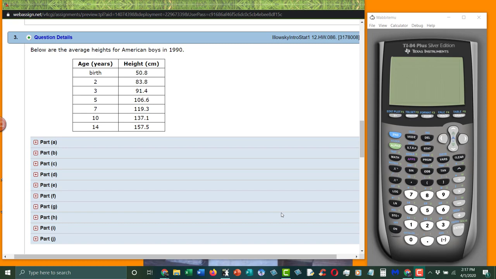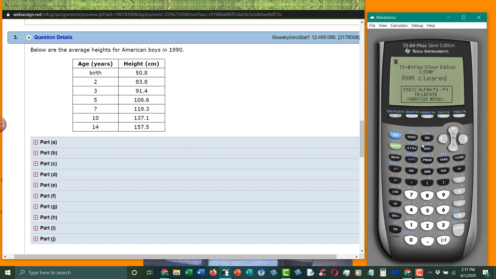All right. So in problem three, we're looking at heights for boys. Now, the first thing we have to do is enter our data in. So we're going to go to stat, edit, and we're going to enter our data. So birth is 0 years old, and then I have 2, 3, 5, 7, 10, and 14. And then I have heights in centimeters: 50.8, 83.8, 91.4, 106.6, 119.3, 137.1, 157.5. Okay, so all I've done is just put the data in at the beginning.